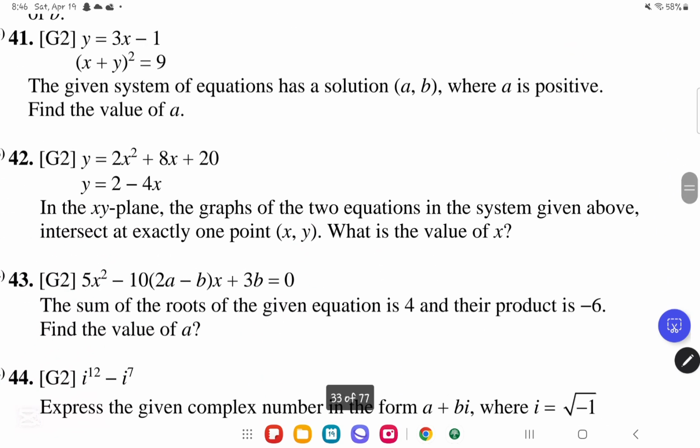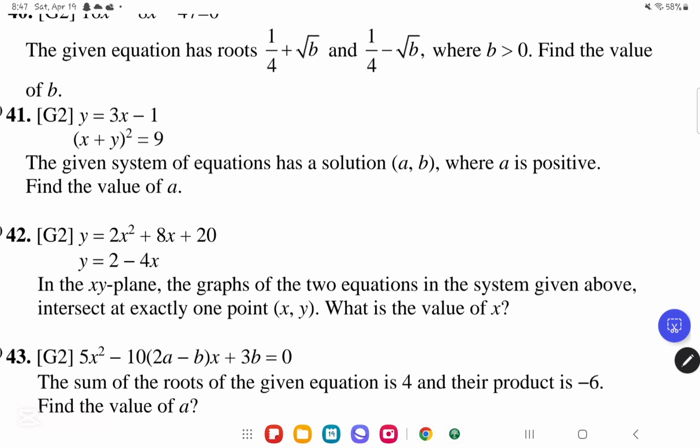In question number 41, they said, the given system of equations has a solution a, b, where a is positive. Find the value of a. Okay, so we have over here the value y is equal to 3x minus 1. And then we have x plus y squared is equal to 9. So what we can do over here is we can put the radical here. You will get y is equal to 3x minus 1. And here x plus y is going to be equal to plus or minus radical 9, which is plus or minus 3.